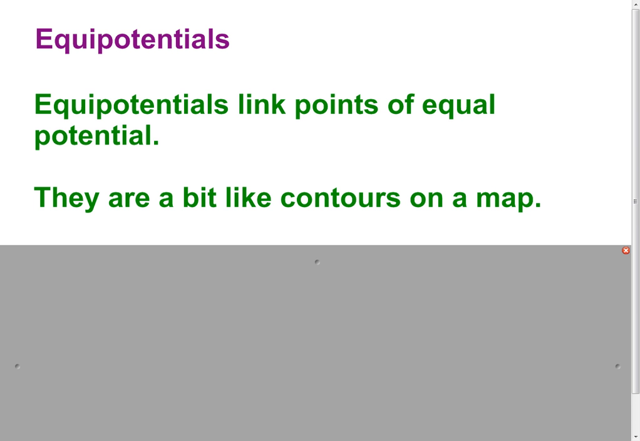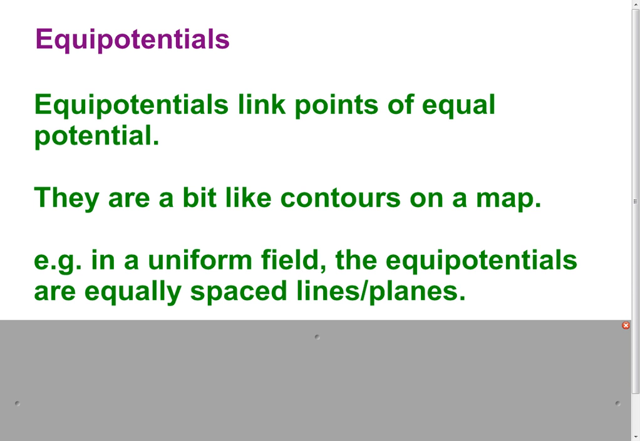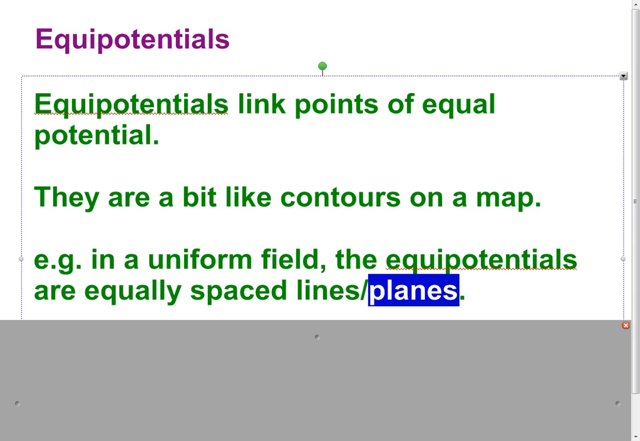So, equipotentials link points of equal potential. They're a bit like contours on a map. On a map, contours link points of equal height. So the 200 metre contour links up all the different points that are 200 metres high. So equipotentials are similar. They link points of equal potential. Now, in a uniform field, the equipotentials are equally spaced lines, or actually, technically, they're equally spaced planes.